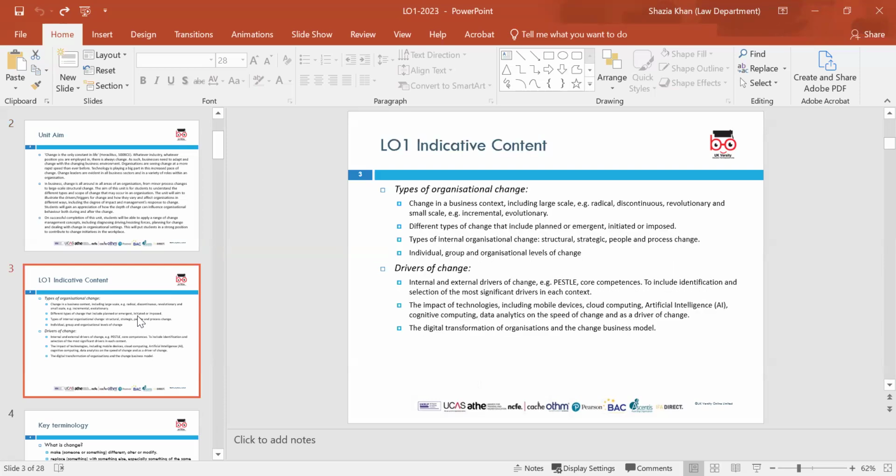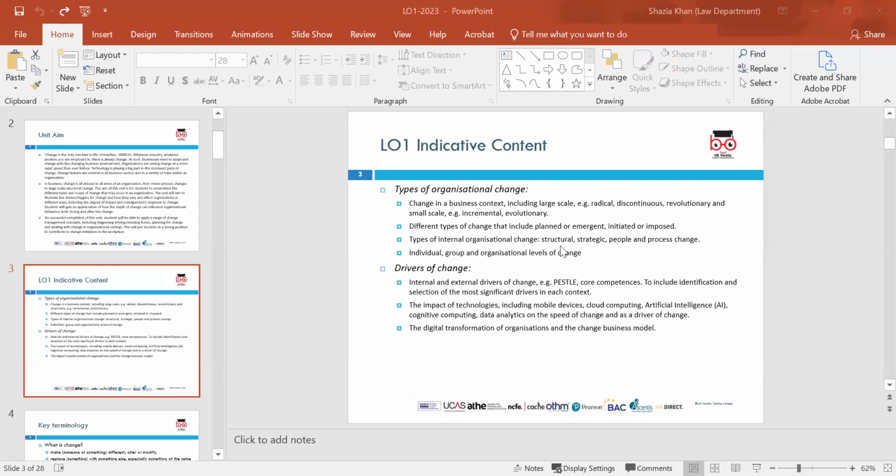For learning outcome 1, the indicative content is that we look at types of organizational change. What are the different types of organizational change? We look at change in context, including large-scale change, whether it's on a large scale or a small scale, and how that impacts an organization. And we look at different types of change, including planned or emergent change, initiated or imposed change.